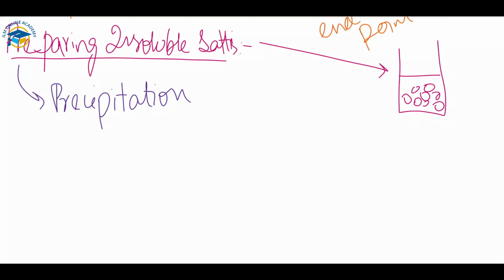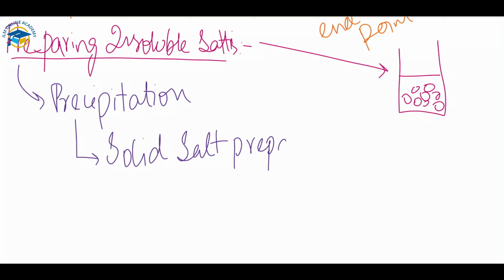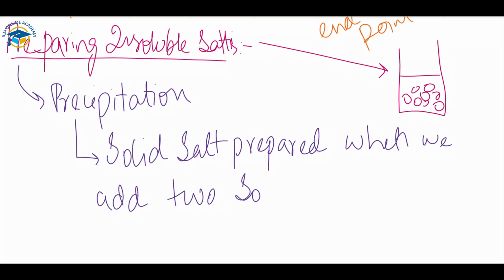This is the sudden formation of a solid when either two solutions are mixed or a gas is bubbled into a solution. A solid salt is prepared that is insoluble in the solution when we add two solutions, mostly the two solutions of soluble salts, or a gas is bubbled into the solution. So this is how you can prepare an insoluble salt by using the precipitation reaction.